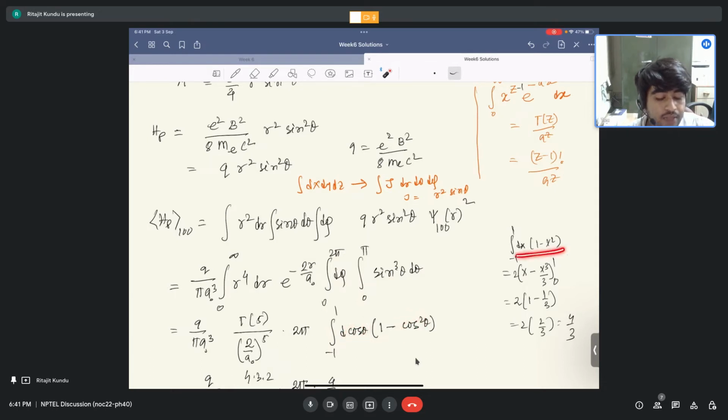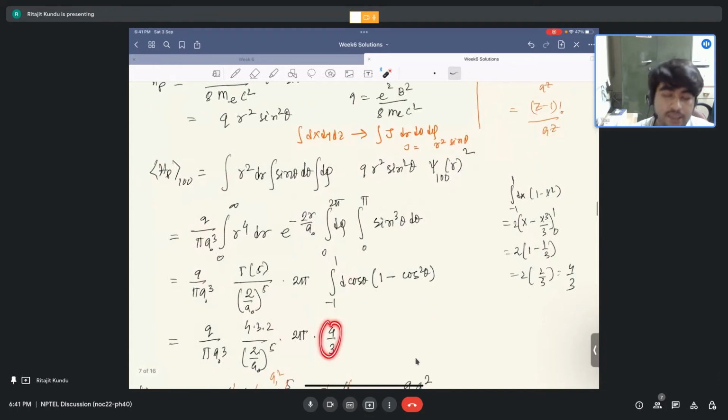So this cos theta here becomes something like a dummy variable. We can just evaluate this simple integration, right? dx (1 minus x square). I am replacing cos theta by x, because cos theta here is just a dummy variable kind of thing. So you can do this integration very easily, and this gives you 4 by 3.